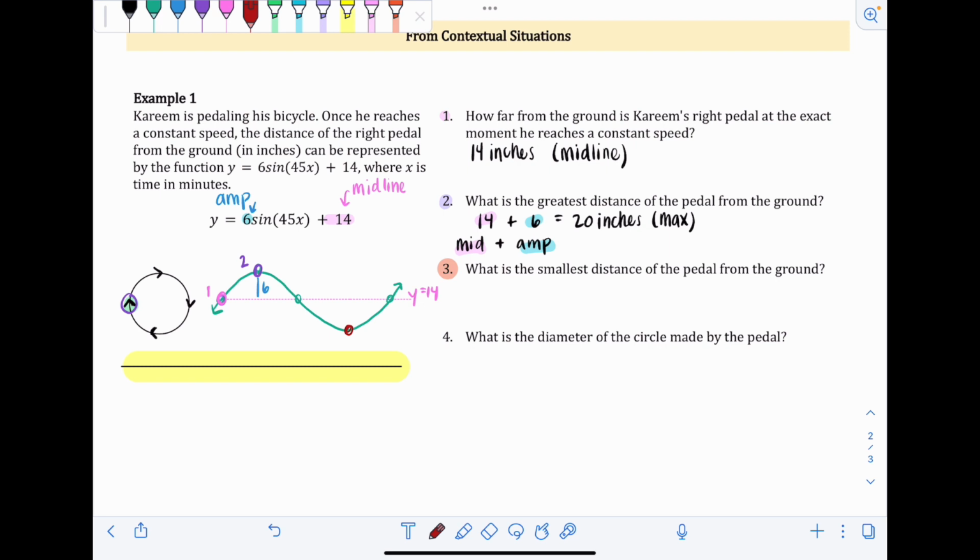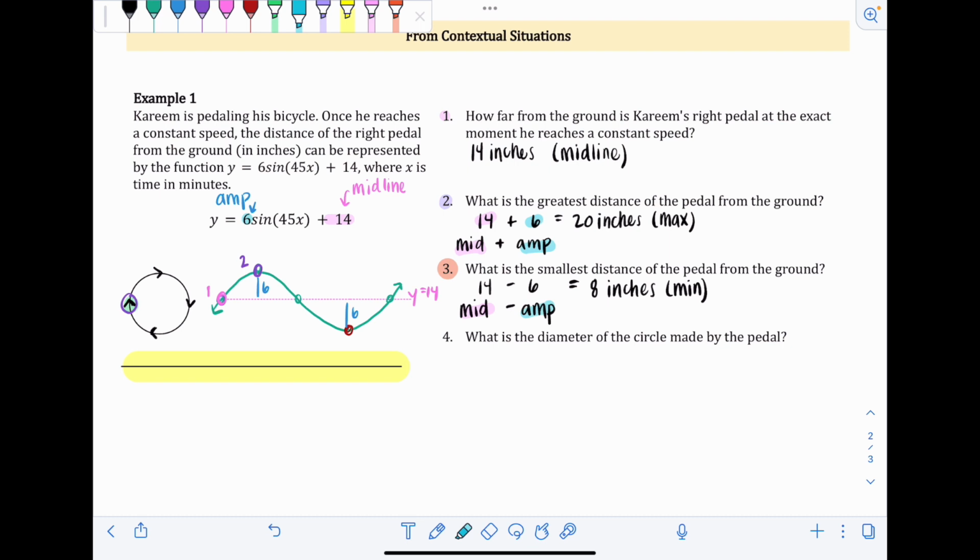So again, we have the midline. We can find the minimum if we combine the midline and the amplitude, because the minimum is just going to be the amplitude below the midline. So it's going to be 6 below the midline. So this time, instead of doing 14 plus 6, we'll do 14 minus 6. So we'll do the midline minus the amplitude. So 14 minus 6 is 8. So 8 inches is going to be the smallest distance of the pedal from the ground, and that's our minimum. And one more time, the setup is just midline minus the amplitude to find the minimum.